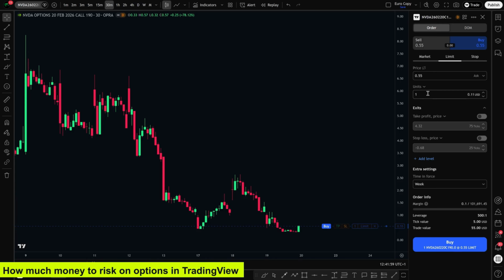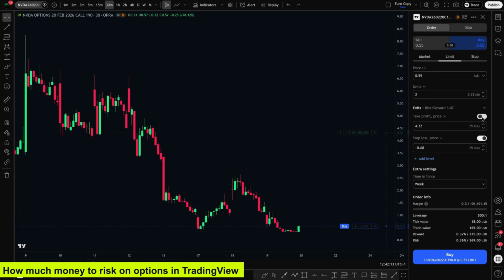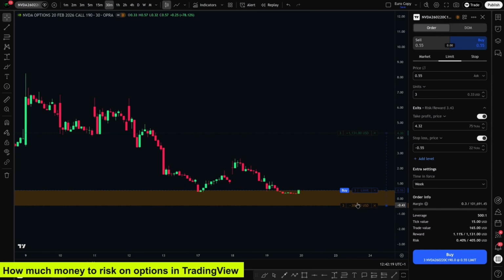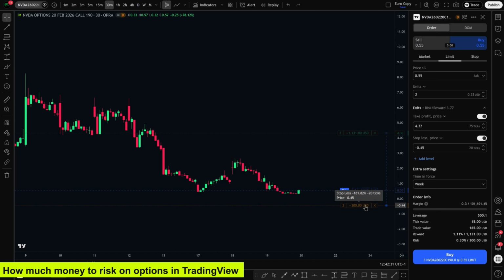How much money to risk on options in TradingView? Risk management is everything in options trading. Because options are leveraged instruments, they can produce large percentage gains, but they can also lose value very quickly. That is why you should generally risk less per trade compared to stock trading. Many disciplined traders risk only 1 to 2% of their total account on a single options position. This keeps losses small and manageable.